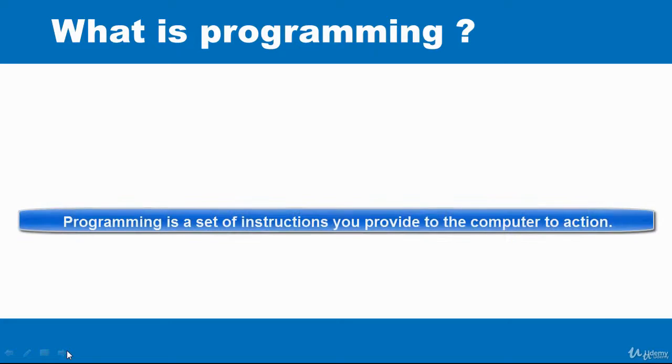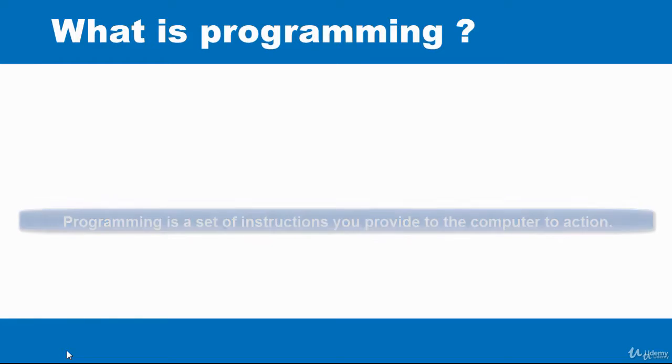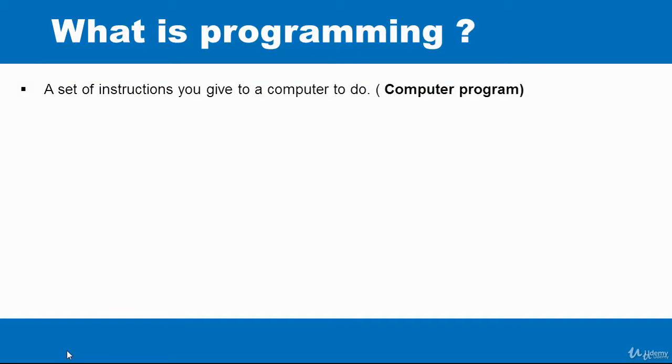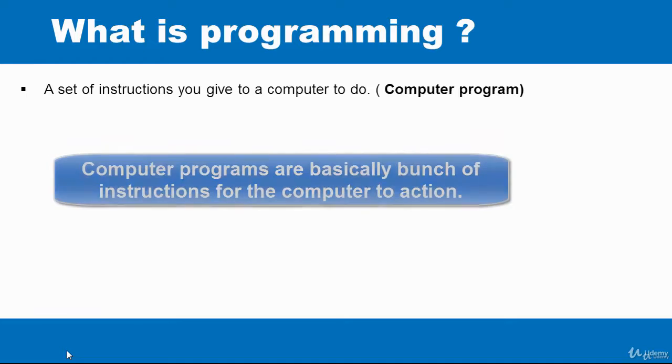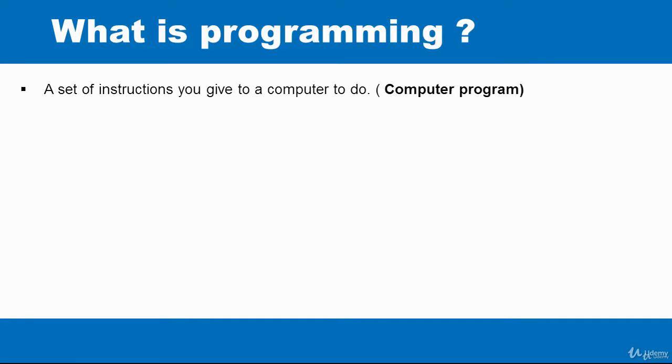What is programming? When you hear the term programming, all it is basically is a set of instructions that you provide to a computer to carry out some task or activity. So programming in a nutshell is a set of instructions that you give to a computer to do. So a computer program is basically a bunch of instructions to the computer to action. A computer is basically as clever as you make them to be.